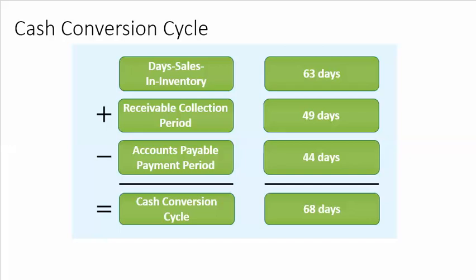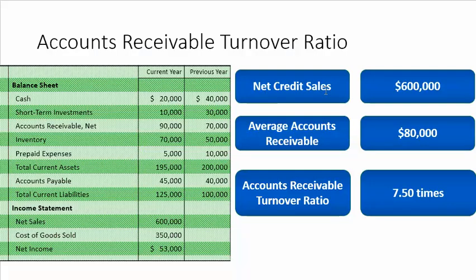Alright, we got a few more. Accounts receivable turnover ratio is your net credit sales divided by average accounts receivable. So let's take a look here. We've got net credit sales of 600,000 and our average accounts receivable of 80,000, which is beginning plus ending divided by 2. Okay, I went ahead and wrote in the divided by and equals there for you.